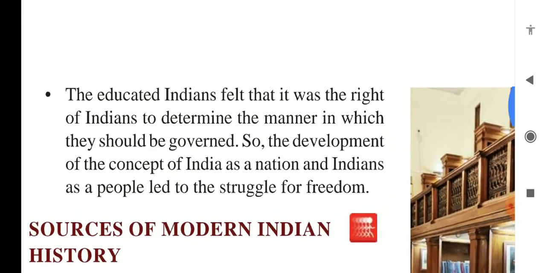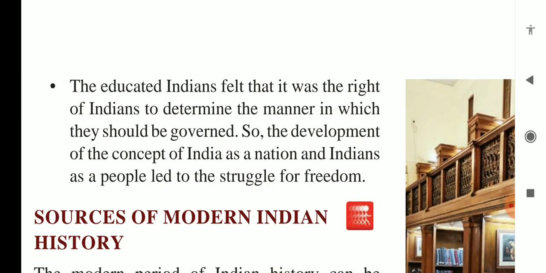The educated Indians felt that it was the right of Indians to determine the manner in which they should be governed. Some Indians also believed that right now we are not ready to govern our country ourselves, but the way Britishers are ruling over us, they need to change their way. They are ruling us very rudely. So they need to consider all our needs and requirements also. So why did they start developing this kind of feeling and sense? Because they started English education.